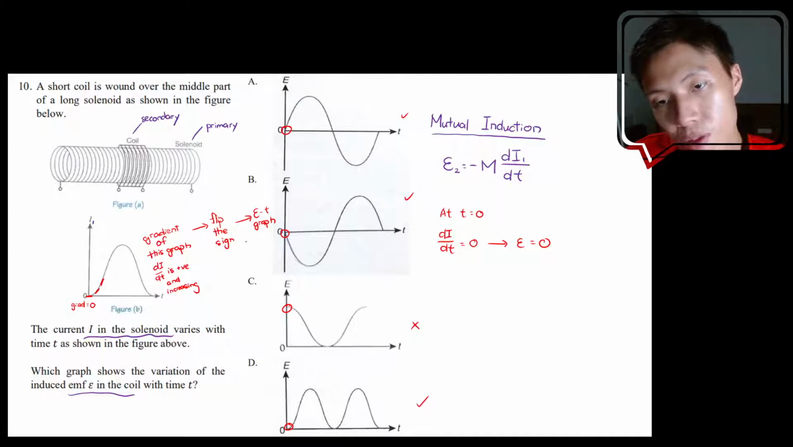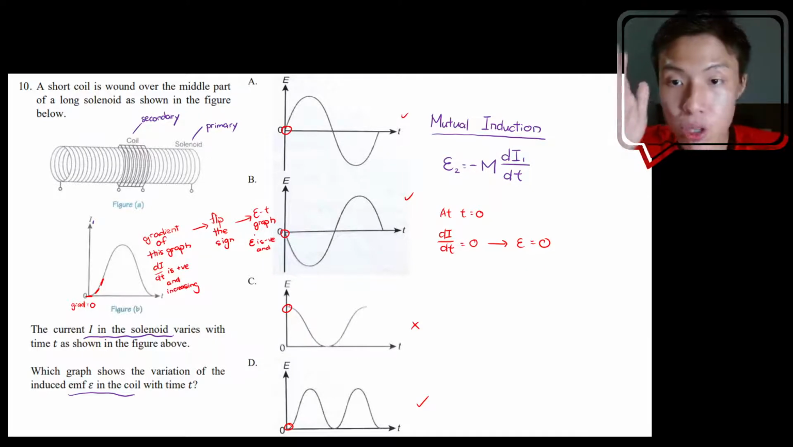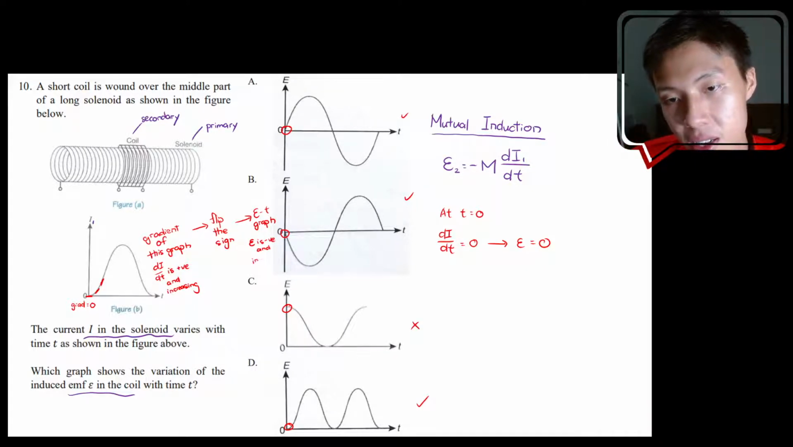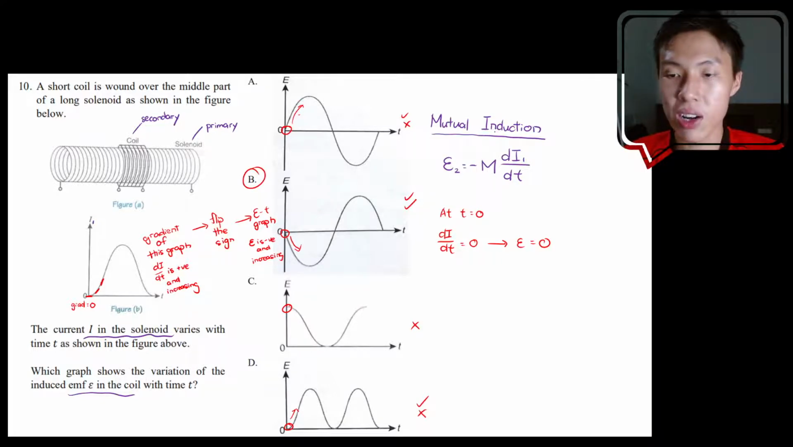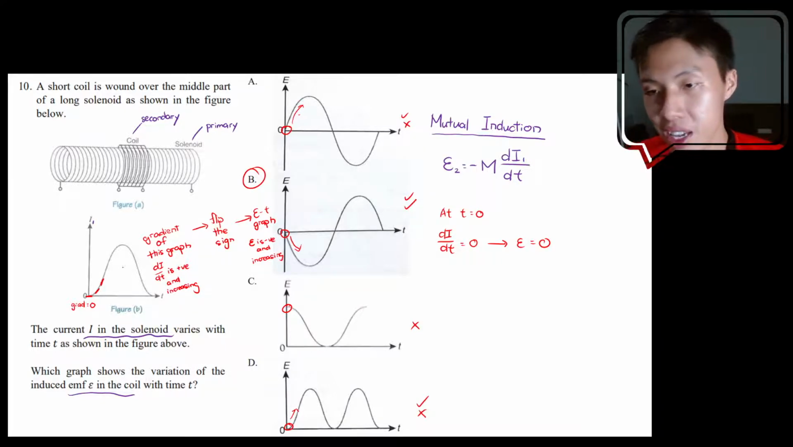Because you flip the sign, you know that epsilon is negative, but the absolute value is increasing on the negative side. This one is increasing on the positive side, so this one is wrong. This one is increasing on the negative side, so this one is correct. This one is increasing on the positive side, so this one is wrong. So from here you can determine the answer to be B. Okay, you can continue the process.